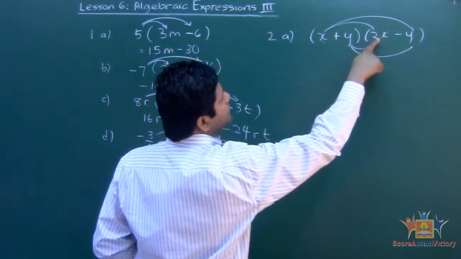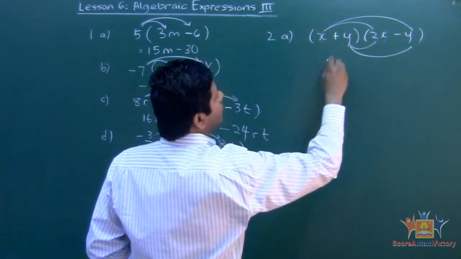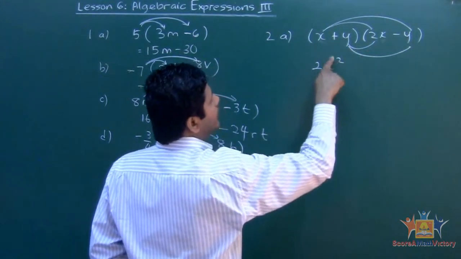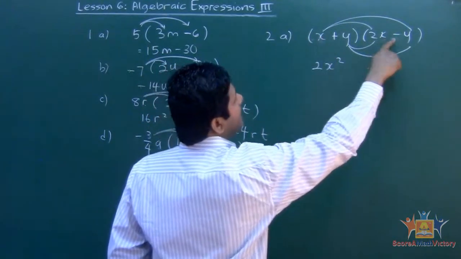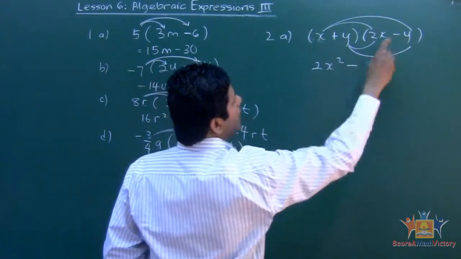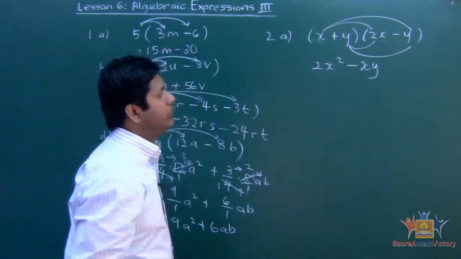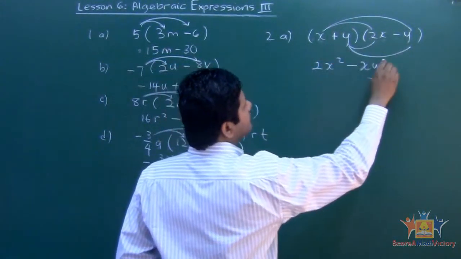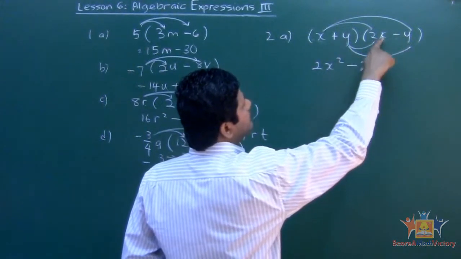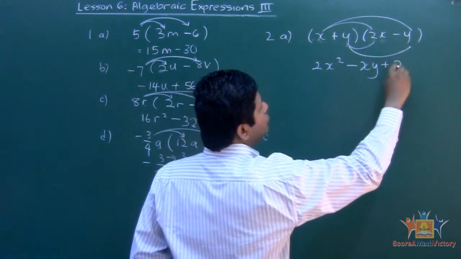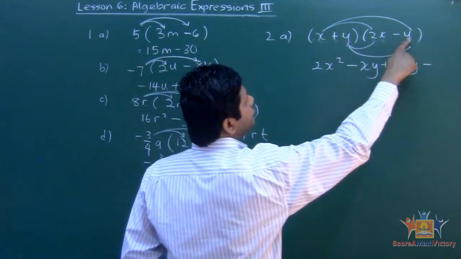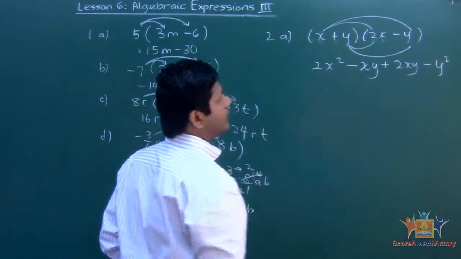So x times 2x will give you 2x squared, because x times x is x squared. Plus and minus gives you minus. X times y, xy. You did the top part. Now let's do the bottom part. Y plus and plus, plus. Y times 2x will give me 2xy. Plus and minus, minus. Y times y, y squared.